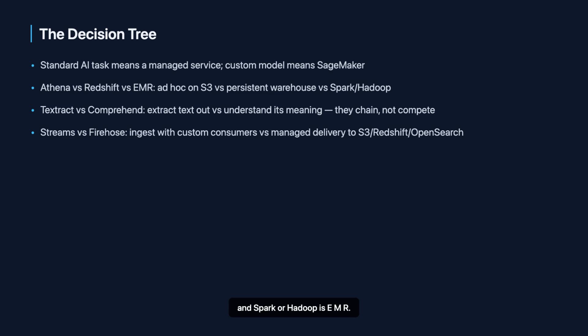is EMR. Third, Textract pulls text out while Comprehend understands its meaning. They chain together in a pipeline, they don't compete. And fourth, Streams ingests with custom consumers you write, while Firehose is managed delivery into S3, Redshift, or OpenSearch. Get those 4 splits right and you've got the hardest part of this domain handled.